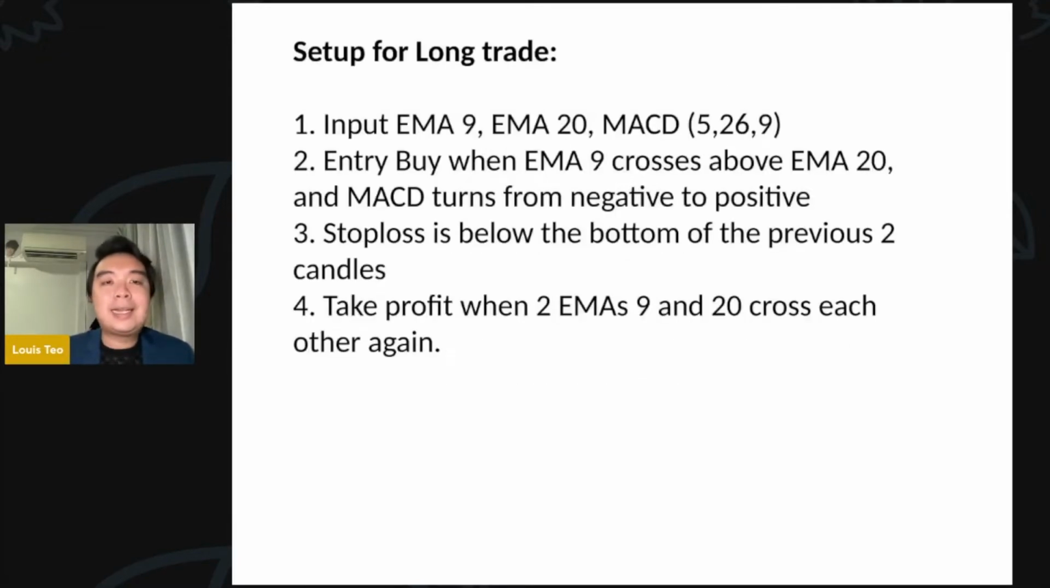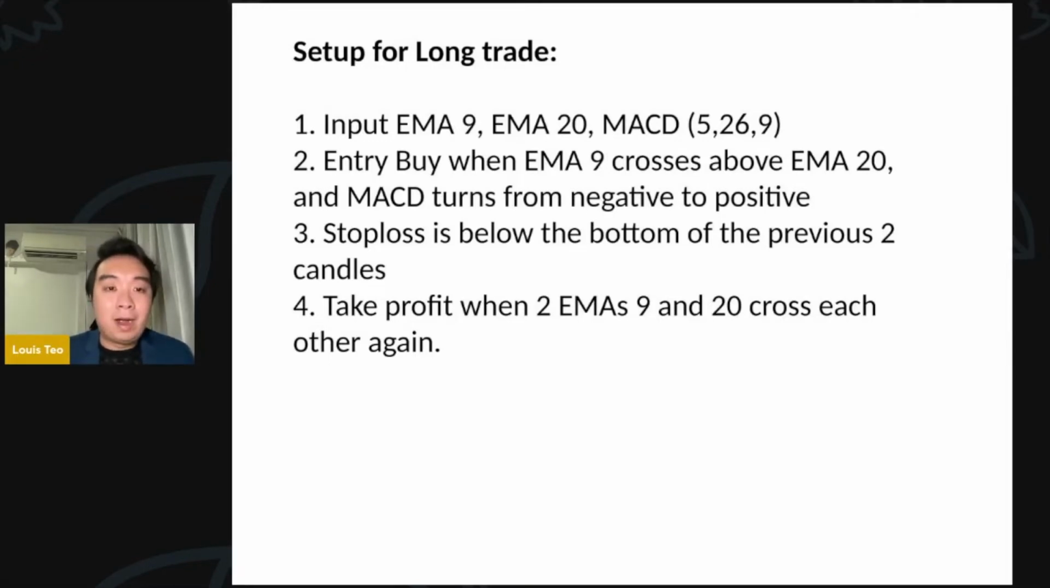Okay, so this is the setup for a long trade. We'll input the EMA 9 and EMA 20, and also the MACD. The MACD settings are 5, 26, 9. I think the default setting is 9, 26, 9, so essentially we're changing the 9 to 5.